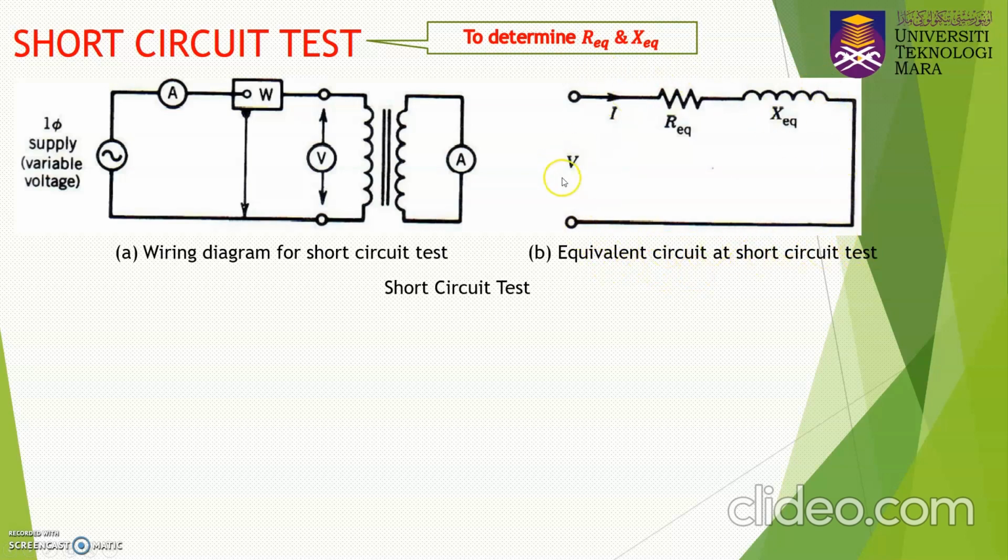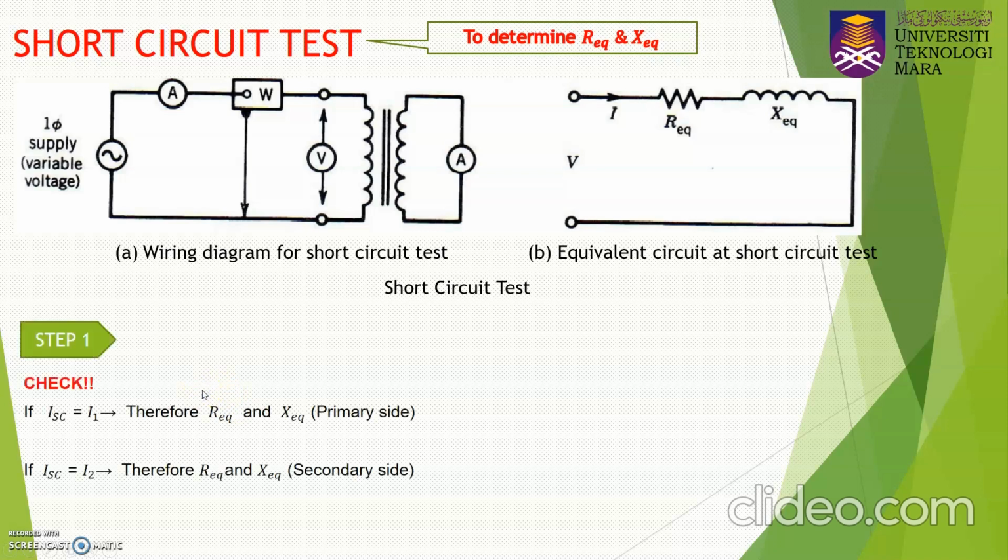Where you have a combination of the voltage and you have a current there, and then it has a R equivalent and also X equivalent. So basically this is the topology for a short circuit test condition. There are also two different steps that you need to follow in order to determine the value of R equivalent and X equivalent from the short circuit test.